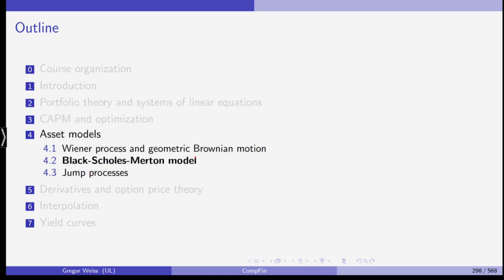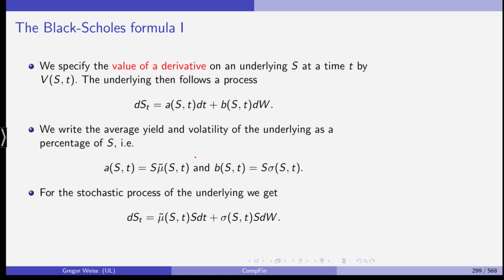So next, let's have a look at the Black-Scholes-Merton model and how these models for the asset prices are used in the Black-Scholes-Merton model to derive a price for a derivative. So we want to specify the value of a derivative on an underlying stock S at a time t by, let's say this is a function V of S and t. The underlying stock follows a stochastic process dS_t.